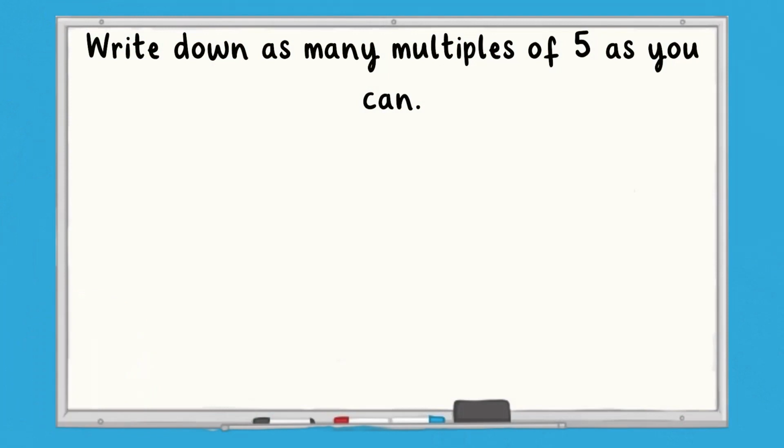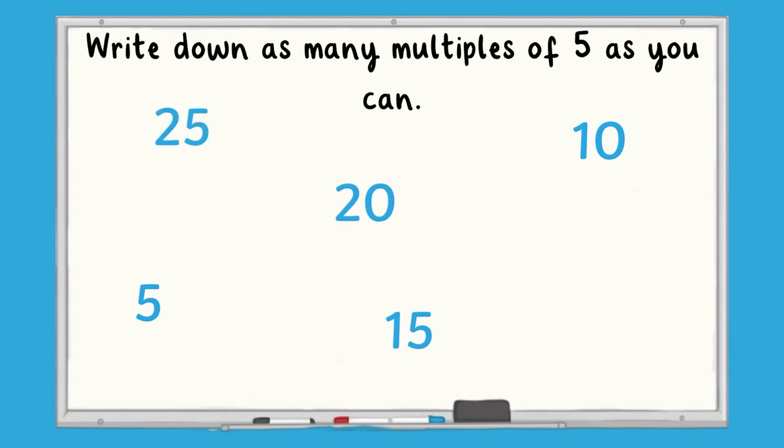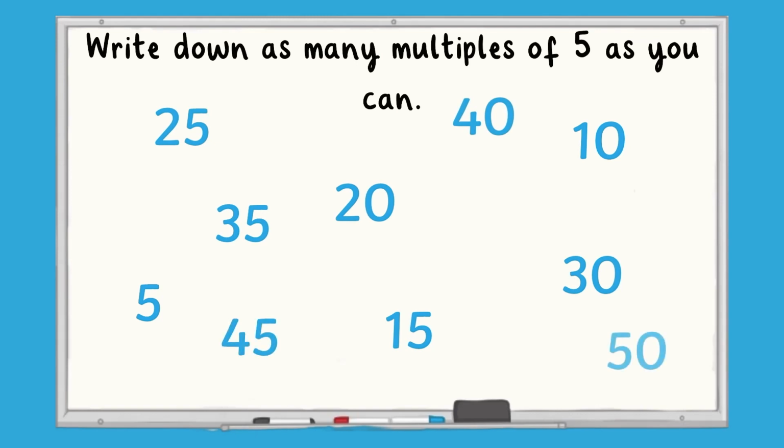Let's take a look at some of the answers you might have written. If you looked at the 5 times table, you might have written down answers such as 5, 10, 15, 20, 25, 30, 35, 40, 45, 50, 55 and 60. Or maybe you multiplied some bigger numbers by 5. For example, 100 multiplied by 5 is 500. Therefore, another multiple of 5 would be 500.